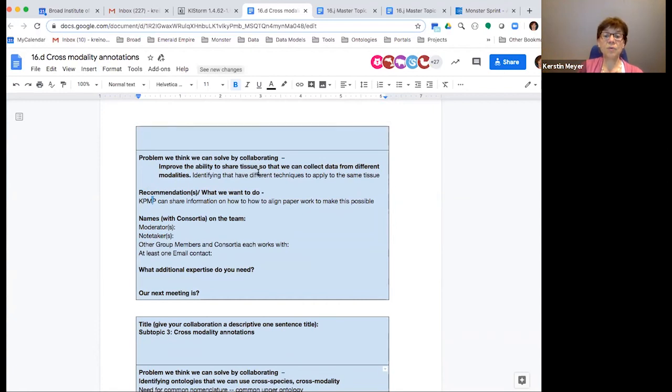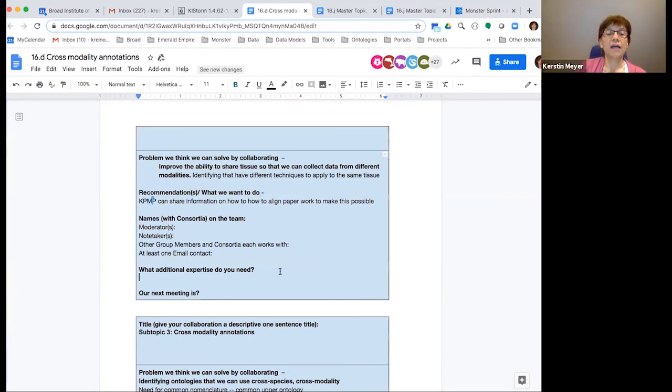And there were a couple of others that I captured there. So once you do that, I thought I would just mention the others that I captured, and we can correct them if these are not correct. Okay, right? Yeah, that would be great. So another one I collected was improving the ability to share tissue so that we can collect data from different modalities for the same tissue. Yep. Is this something that this group feels they can work on?